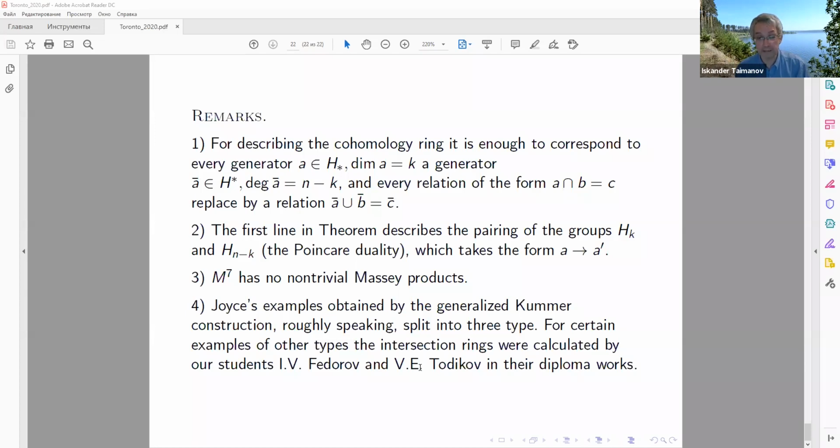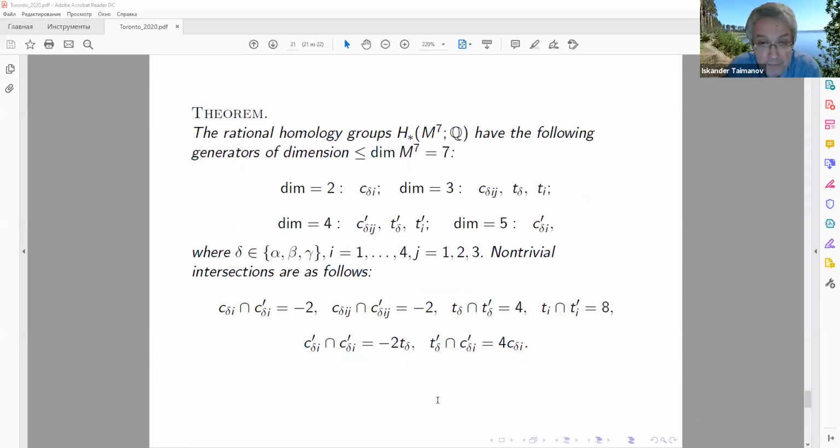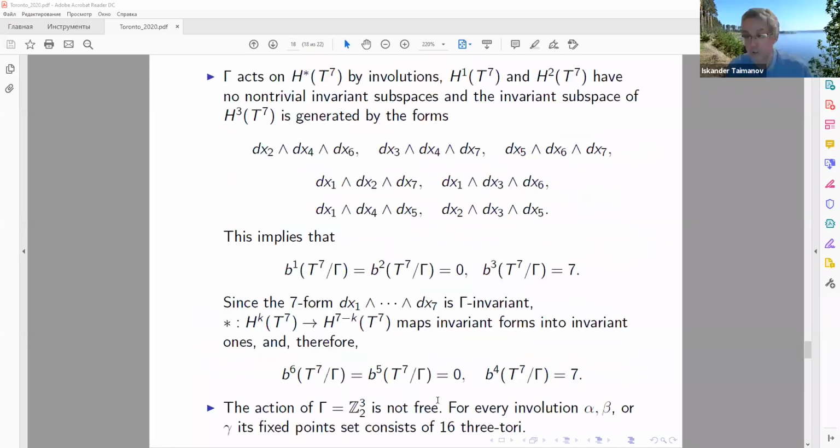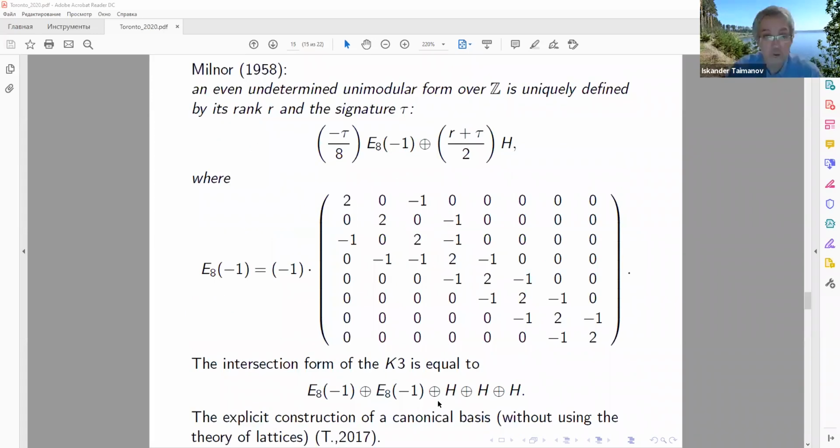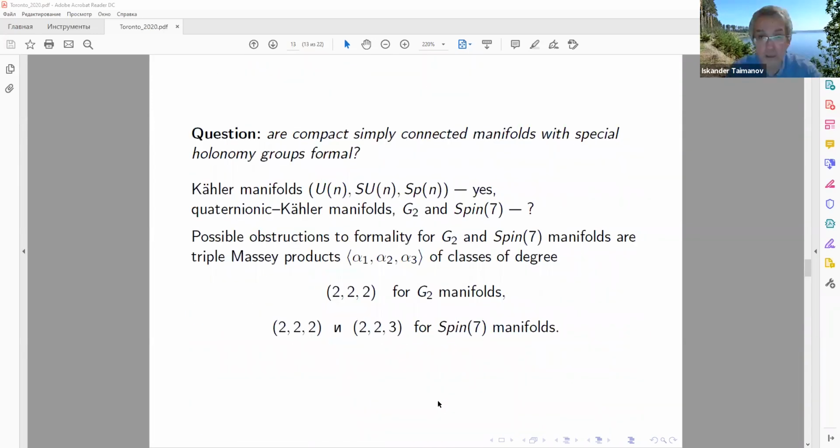Probably it's correct. Other constructions, the twisted connected sums, are also based on algebraic geometry, and probably one can also establish the formality of these manifolds. But still, the question looks interesting, and I think applying this intersection form could also give some more data, giving you a possibility to reconstruct the intersection form of these manifolds. Here I would like to stop.